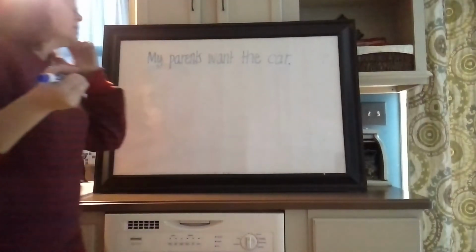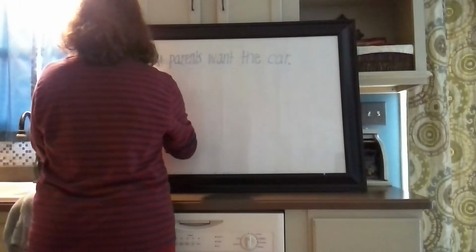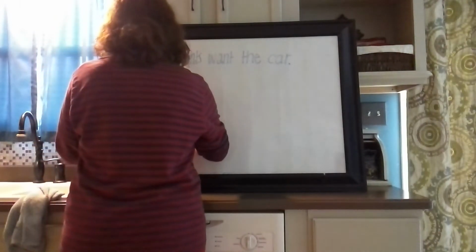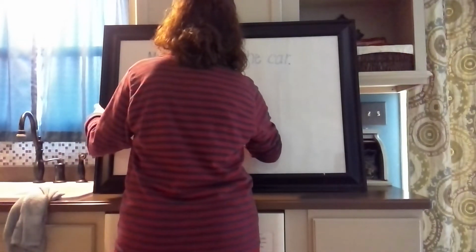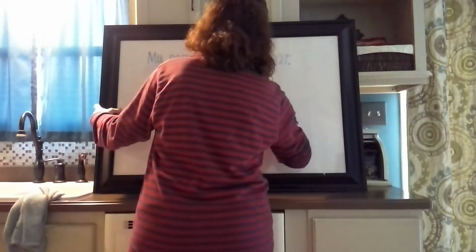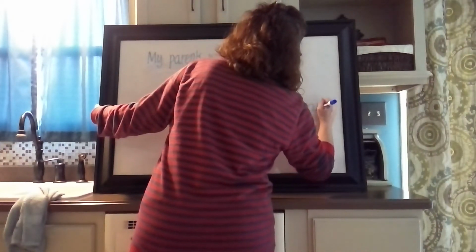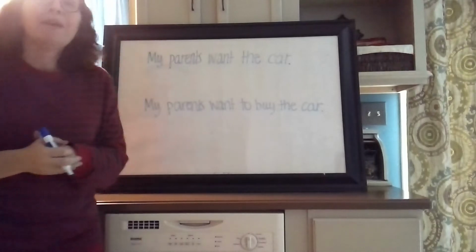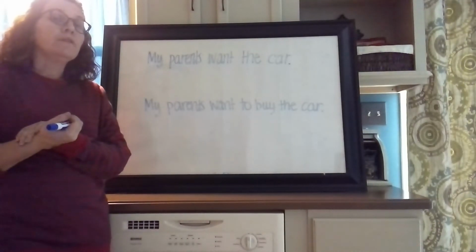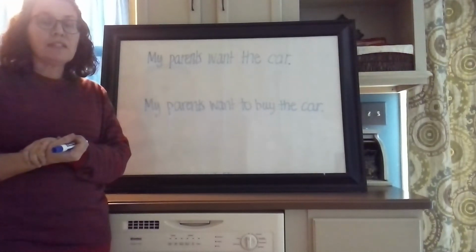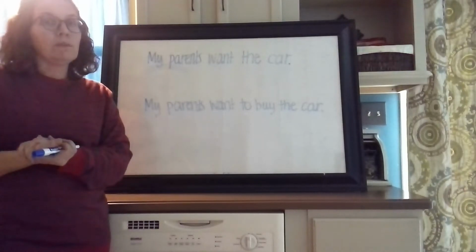The first sentence is, my parents want the car. And my parents want to buy the car. So pause the video now, and in your notes, do both of these sentences, really paying attention to whether you're going to conjugate those verbs or leave them in the infinitive.